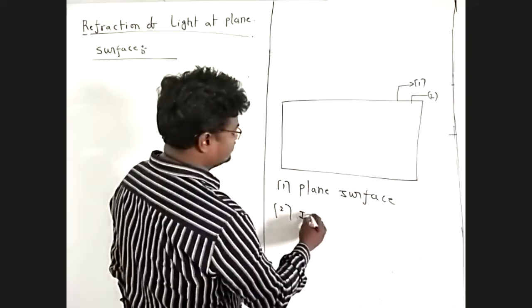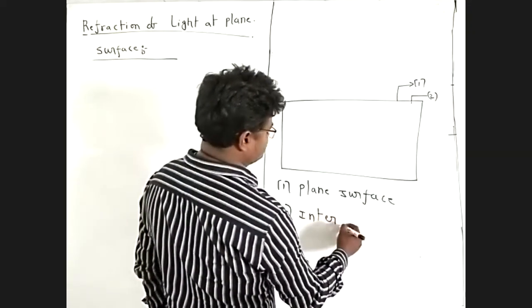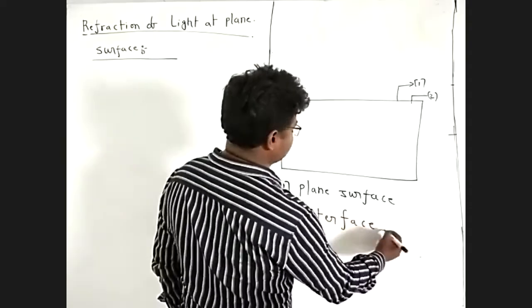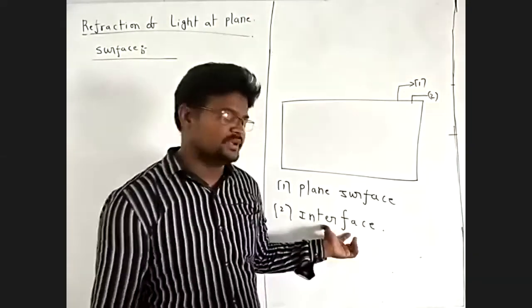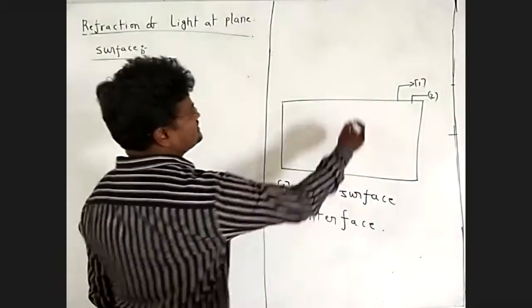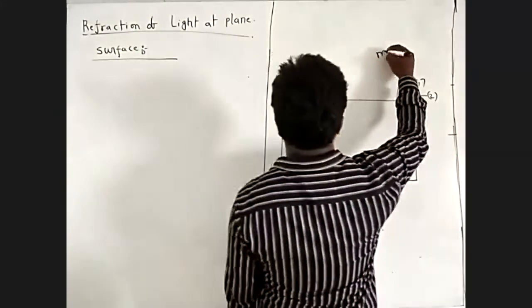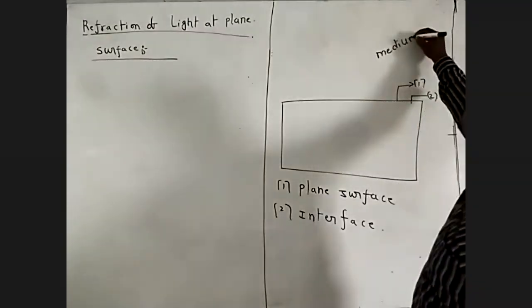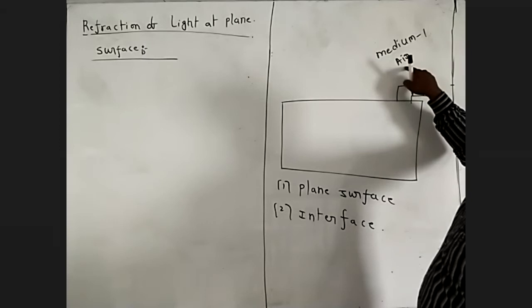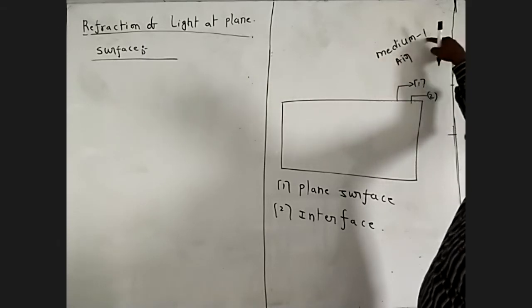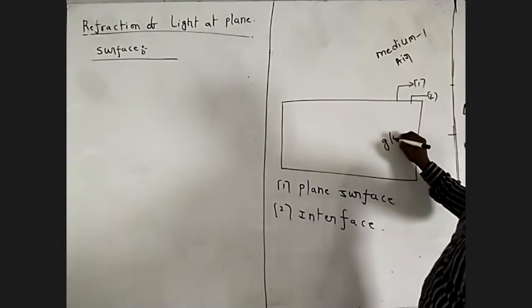Next, the second one: interface. Interface means the boundary that divides two media. One is medium one. Medium one means air. Air is taken as medium one. This is a glass.